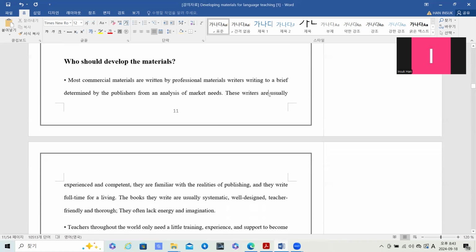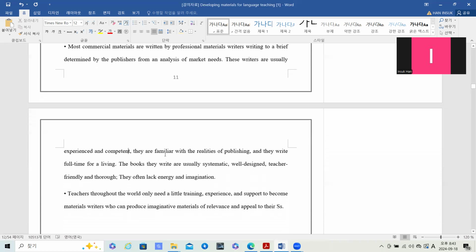These writers are usually experienced and competent. They are familiar with the realities of publishing, and they write full-time for a living. But sometimes some writers write the course books, and they also teach in the universities as well. The books they write are usually systematic, well-designed, teacher-friendly, and thorough, but they often lack energy and imagination.